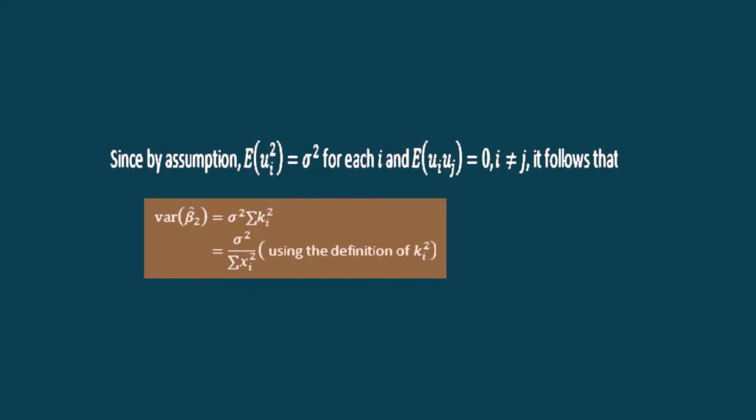So keeping that in mind, we can write the variance of beta 2 hat as sigma square summation of ki square. So what is this ki square? Ki square is basically the weight which was already assigned, and from the definition of ki square we know that it comes out as sigma square by summation xi square. How this sigma square by summation xi square comes up is discussed in the subsequent steps.